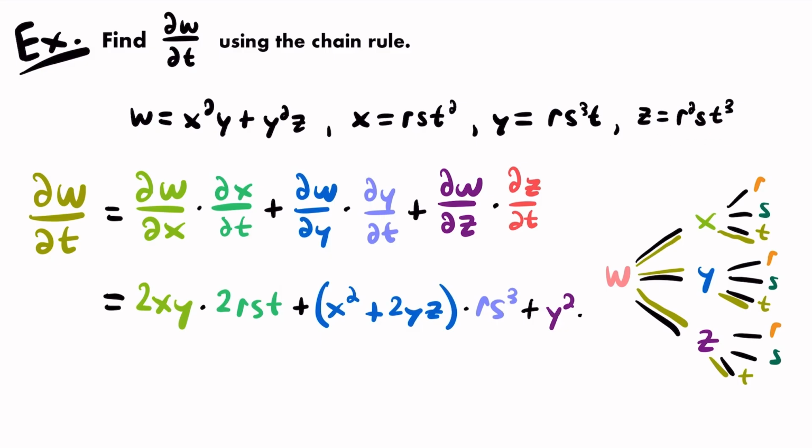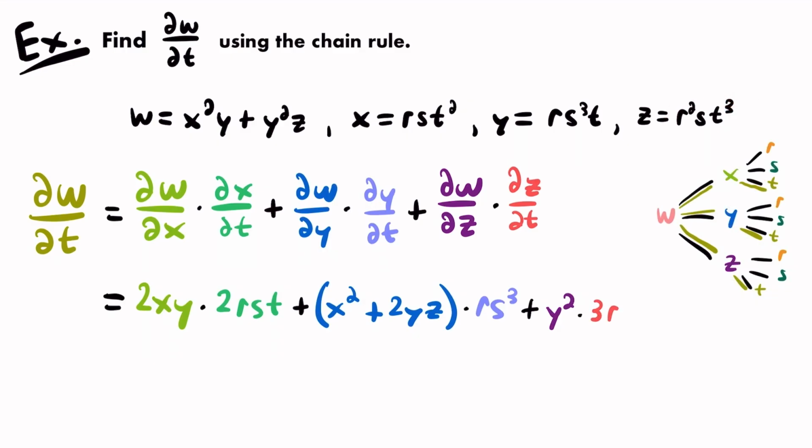And so looking at z here, r squared and s would be constants, so leave those alone, and take the derivative of t cubed. Multiply that 3 down, and subtract 1 from the exponent. If you do that, you'll get 3r²st².